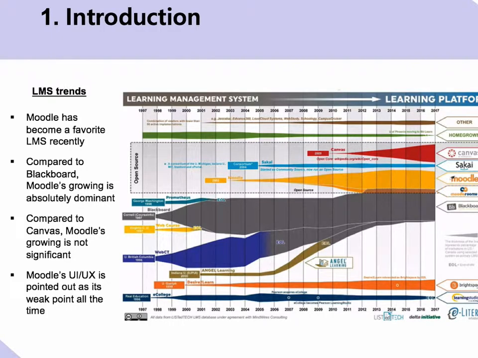As most of us know, Moodle has become a favorite LMS recently, and compared to Blackboard, its market share is growing and absolutely getting dominant. But compared to Canvas and other LMSs, Moodle's growth is not significant. That's what people say about Moodle: the user experience and user interface are very weak and difficult.